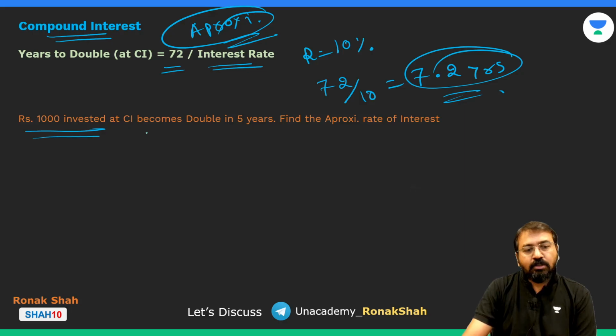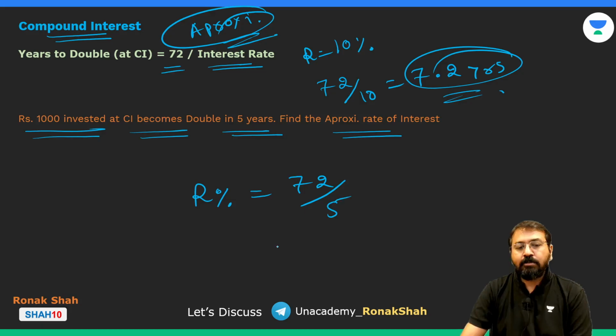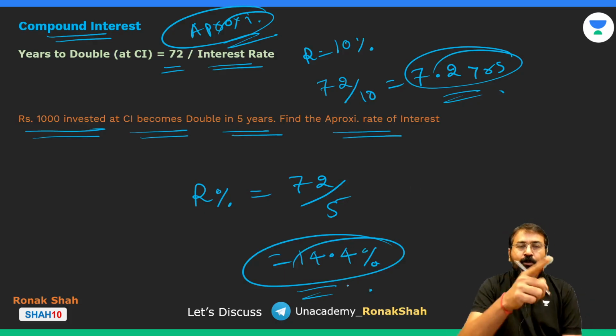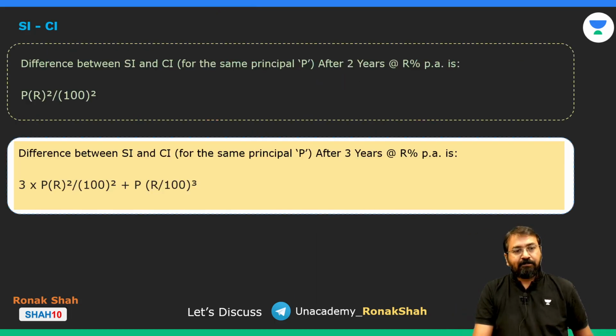जैसे 1000 रुपीज इन्वेस्टेड एट CI बिकम्स डबल इन 5 ईयर्स, सो फाइंड द अप्रोक्सीमेट रेट ऑफ इंटरेस्ट। तो मैं रेट ऑफ इंटरेस्ट क्या कहूंगा? 72 डिवाइड बाई नंबर ऑफ ईयर्स टू बिकम डबल विच इज 5, तो ये आ जाएगा अप्रोक्सीमेटली 14.4%। समझ में आया? ये वही फॉर्मूले को मैंने रीअरेंज किया कि इंटरेस्ट इज इक्वल टू 72 अपॉन ईयर्स टू बिकम डबल, राइट?